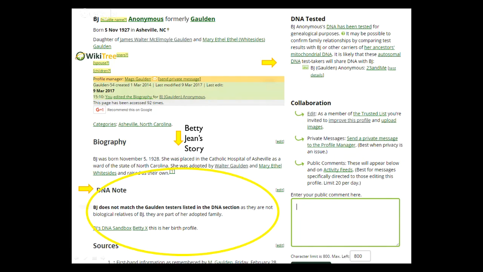We also have the information on the right-hand side of other DNA testers who might match her. And because there are no other DNA testers with the surname Galden or anyone connected to the Galden line, they don't show up. So we'll move on. My clicker's not working as it should.